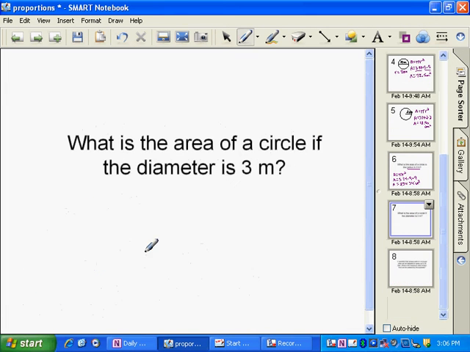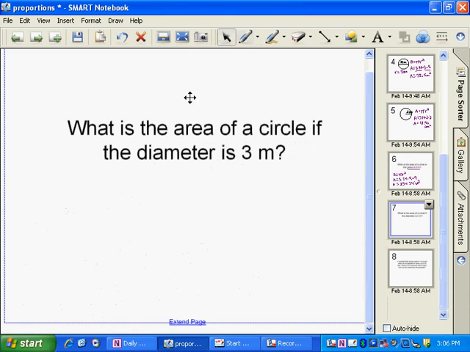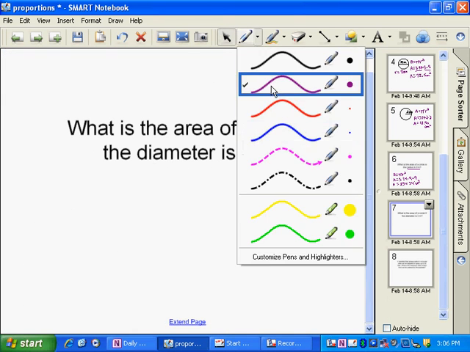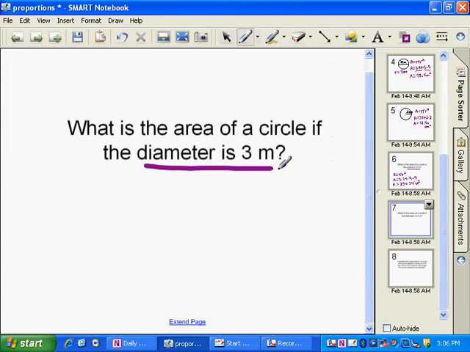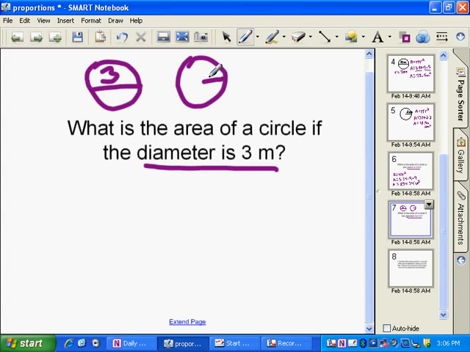All right, let's try another one. What is the area of a circle if the diameter is 3 meters? What's important to note here is that it's the diameter that's given. If all the way across the circle is 3, that means the radius, or from the center to the edge, is 1.5 meters. So we're going to use that in the formula.